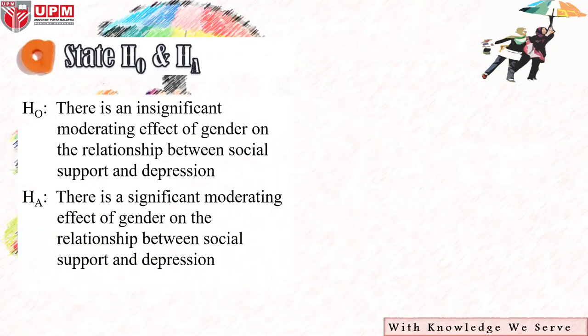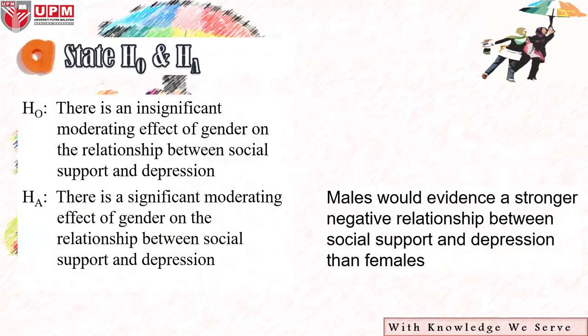Okay, this is our null hypothesis: there is an insignificant moderating effect of gender on the relationship between social support and depression. Or our research hypothesis: there is a significant moderating effect of gender on the relationship between social support and depression. But based on literature, it is said that males would evidence a stronger negative relationship between social support and depression compared to female. Dia punya negative relationship tu lagi tinggi berbanding female.